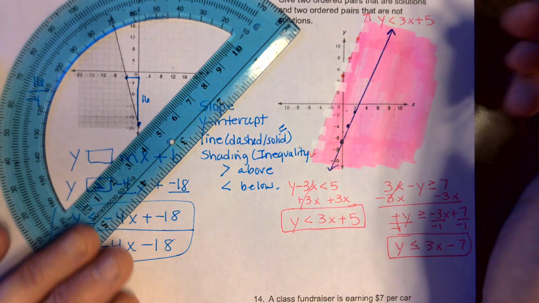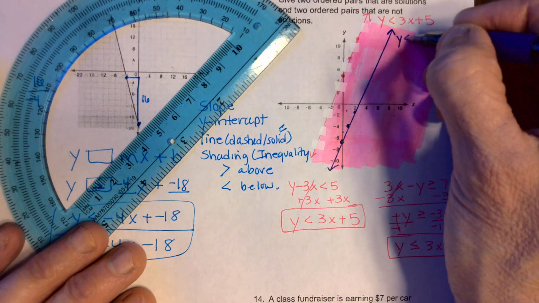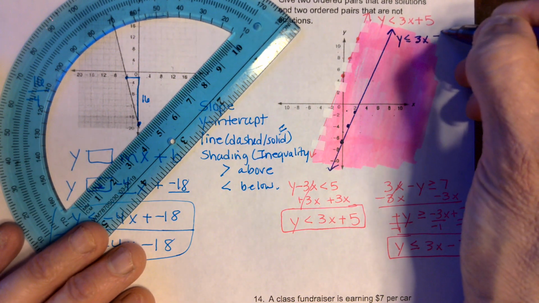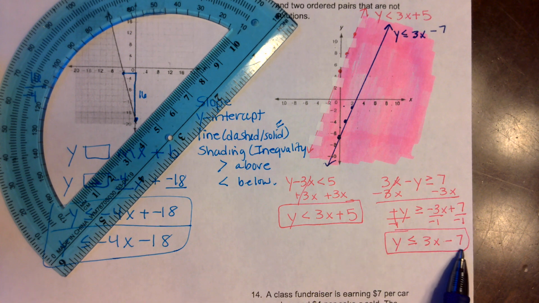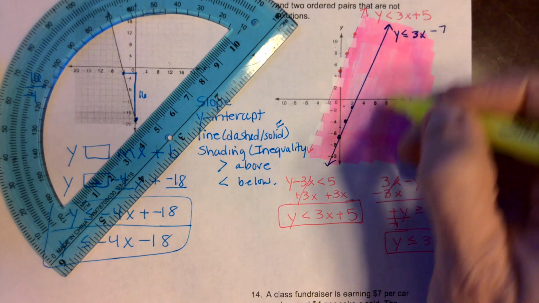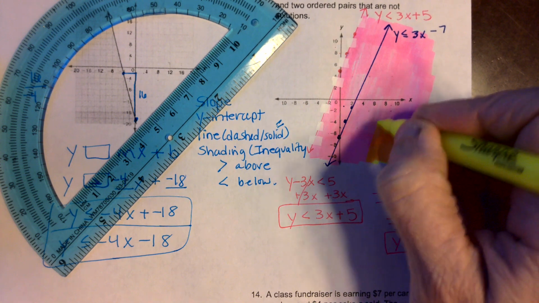Oh, that's just fascinating. Do you guys see what I see? They're parallel. But it should look that way because what do they have? Same slope, different y-intercept. Got to do my shading. I'm going to use this. It is less than, so it is below the line. Here's where the magic happens.